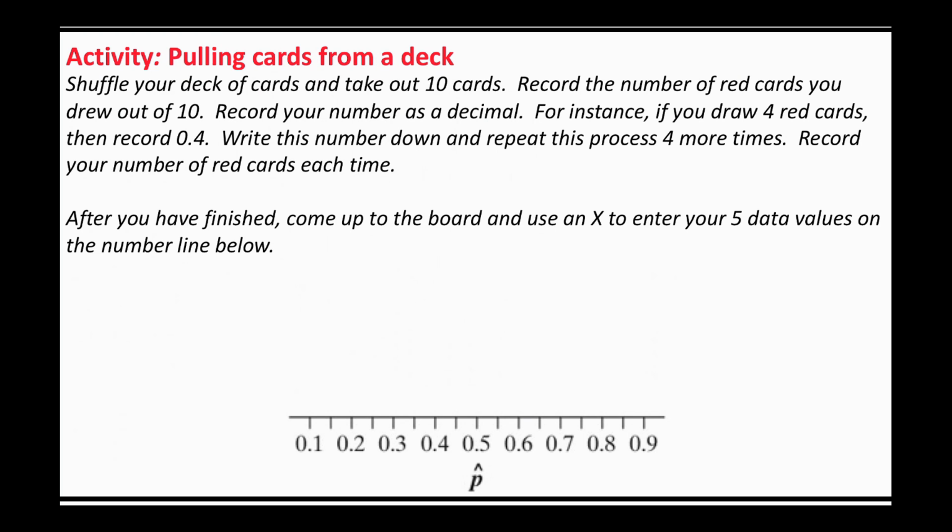Okay, once you're ready to go, pull 10 again. So count the reds. I got 5 that time, so I got a 0.5. Okay, you're gonna do it one more time. So you should have 3 decimals by the time you're done.